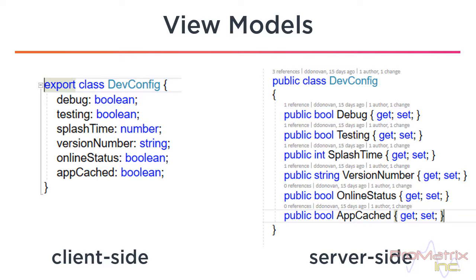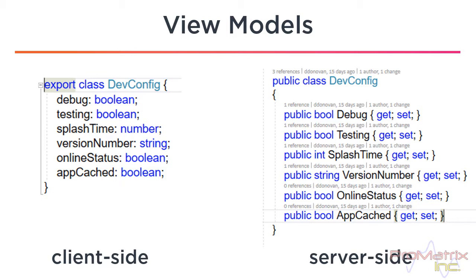Next, let's take a look at the client-side view model for the DevConfig object. Notice the similarities with the server-side view model? Yes, the only difference is the naming convention. Don't worry about the parameter names starting with lowercase, because the HTTP service will provide the mapping for this automatically. Why not set a breakpoint to see this in action?